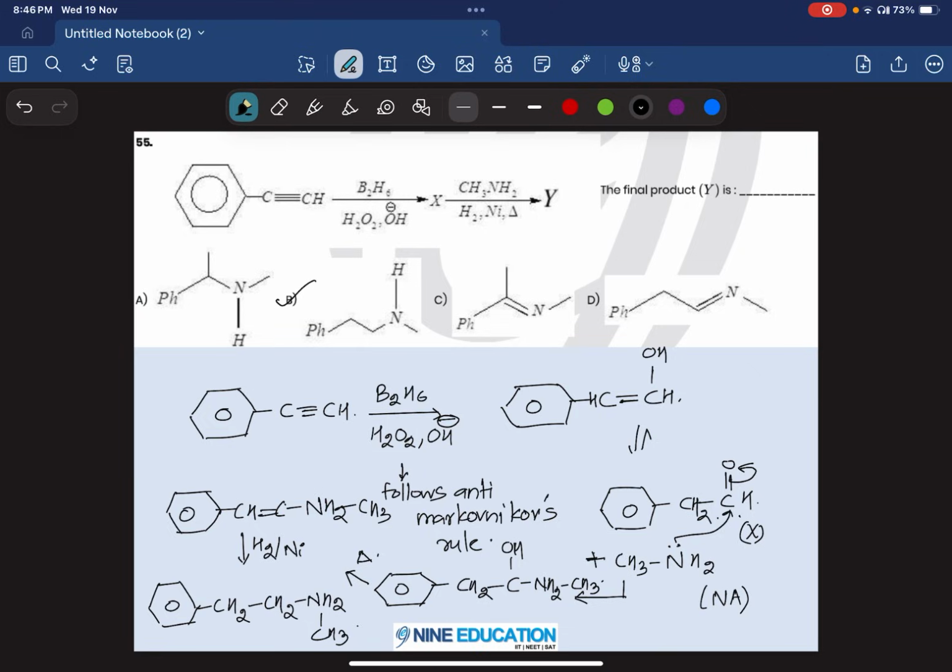In the first step, it is nothing but anti-Markovnikov's rule. The OH group is added to the less substituted carbon. It undergoes tautomerism. And then when a nucleophile like RNH2 is added to this aldehyde group, it undergoes nucleophilic addition reaction, after which the aldehyde is converted to alcohol. Upon heating, this alcohol undergoes dehydration, and upon reduction of the alkene formed, you will get a straight chain alkane, and there is a secondary amine in this.